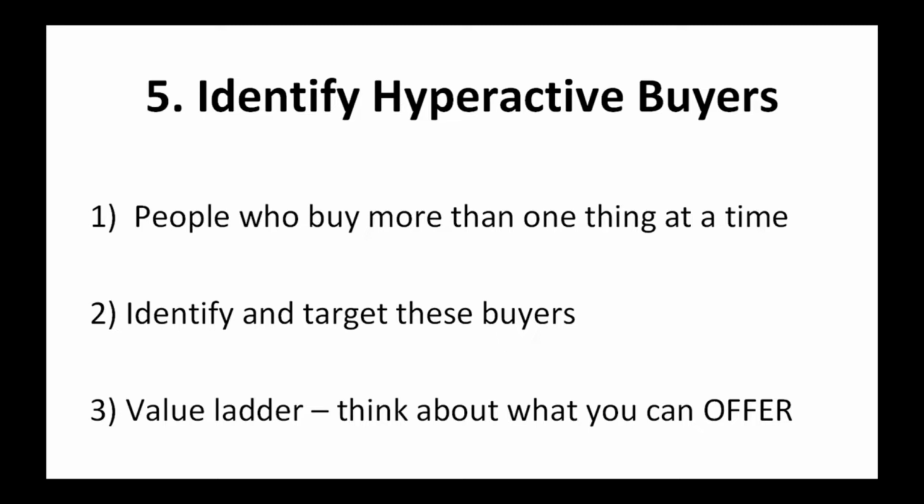These are the people who are in some kind of pain and are willing to buy more than one thing at a time to alleviate that pain. You must identify your hyperactive buyers. Know who they are and treat them differently. Increase the chain of upsell? Ascend them through your value ladder? By identifying these kinds of buyers, your sales will definitely skyrocket.